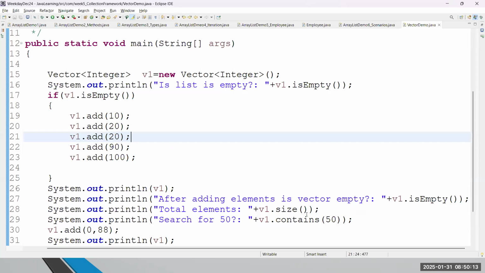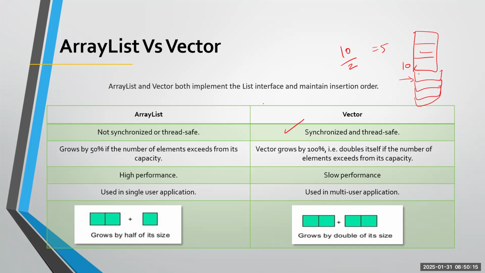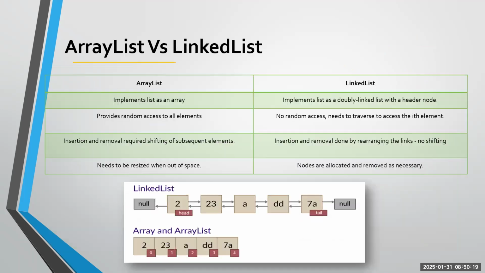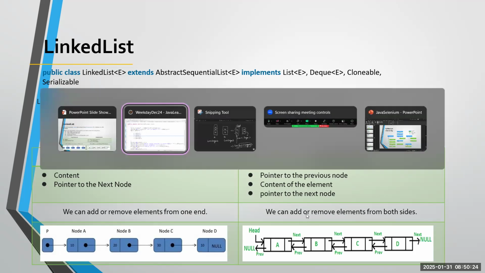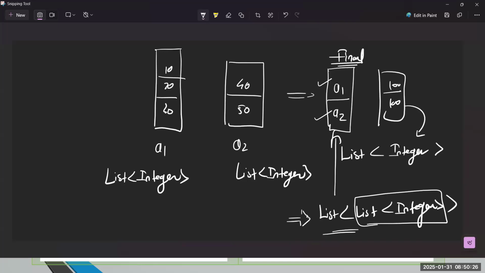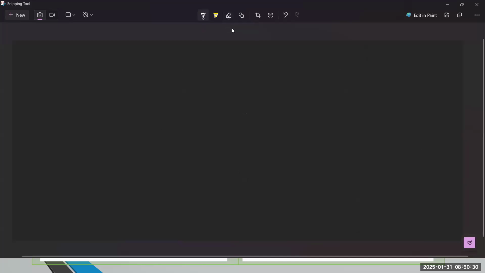Now, besides ArrayList and Vector, there is one more class which implements the List interface, and that is LinkedList. Does anyone have any idea what a linked list is? Have you heard this topic previously? Maybe you know the name. Let me tell you, this is another data structure. So, what is a linked list?